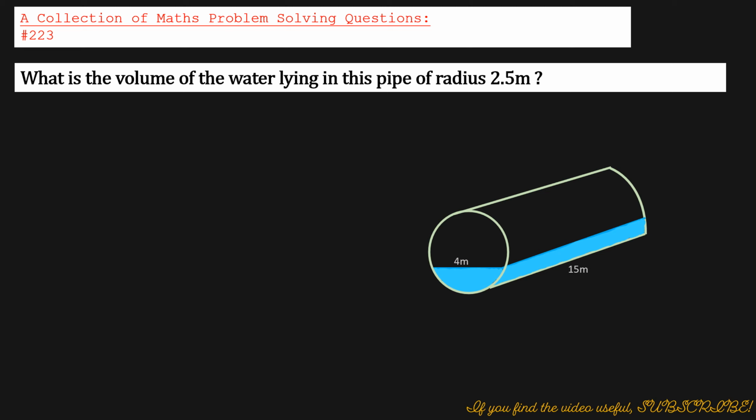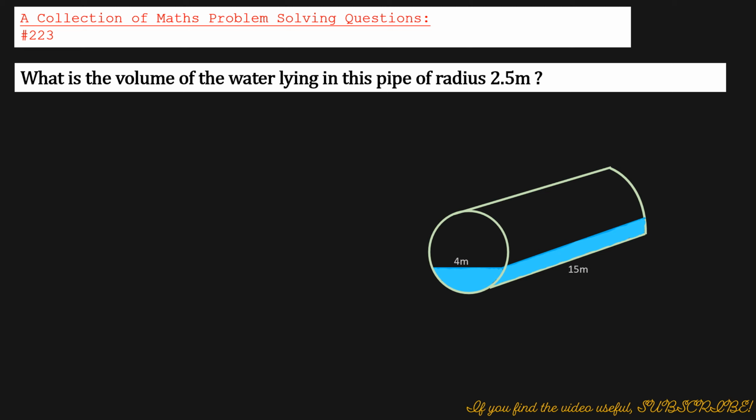What is the volume of the water lying in this pipe of radius 2.5 meter? So to find the volume of the water, we have to find the cross-sectional area of the water, right? And then we have to multiply it with the length. So that would be the volume.